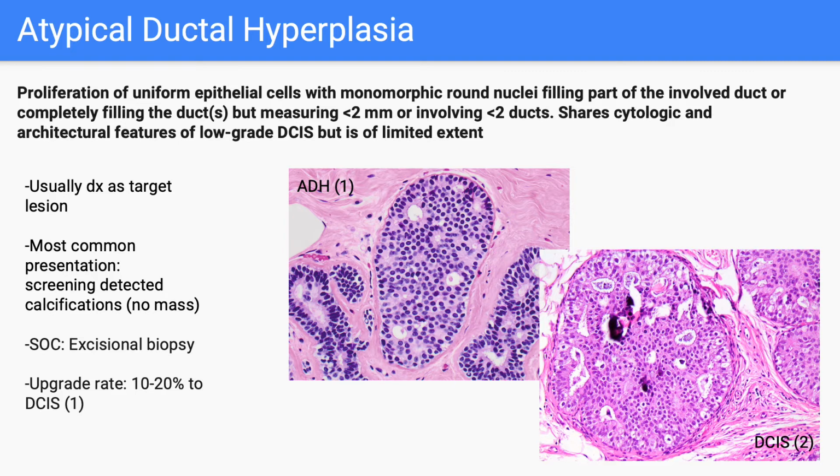ADH is usually diagnosed as a target lesion. That means that this pathology is associated with the concerning feature that we found on the mammogram. The most common presentation to find ADH is simply screening detected calcifications. Typically, we do not have a mass found on physical exam. The standard of care is an excisional biopsy, and the reason for that is because the upgrade rate after excisional biopsy is 10 to 20% to DCIS.